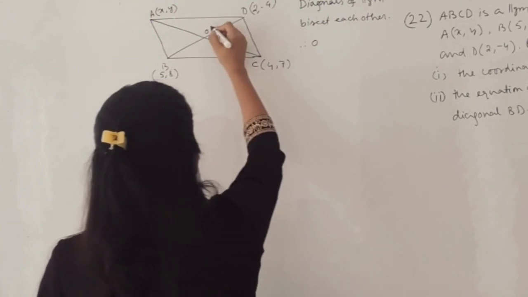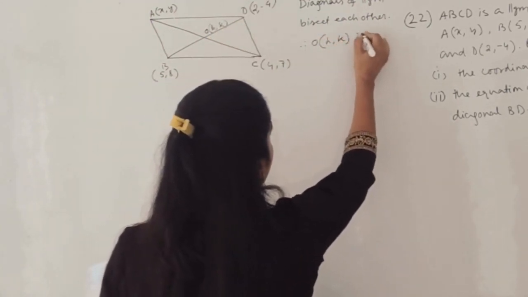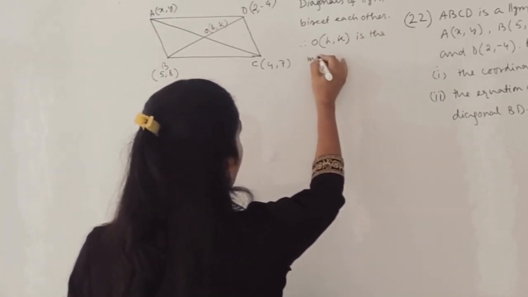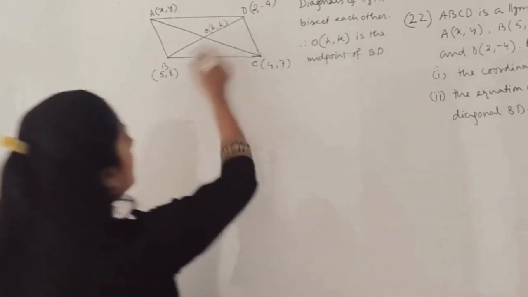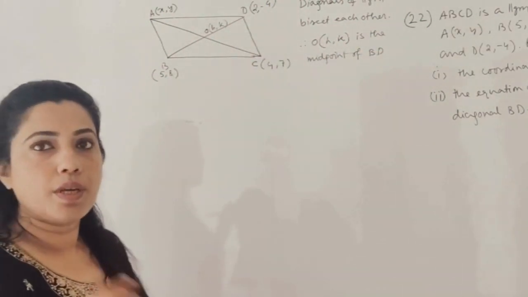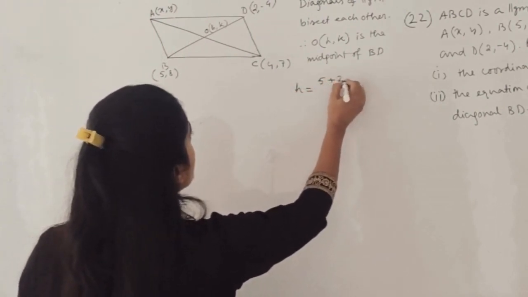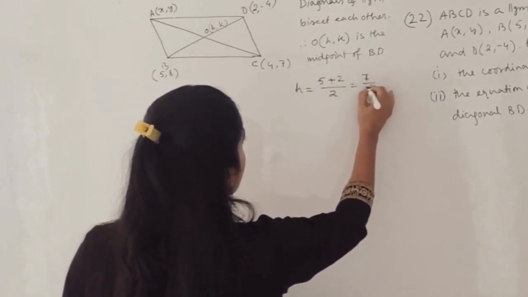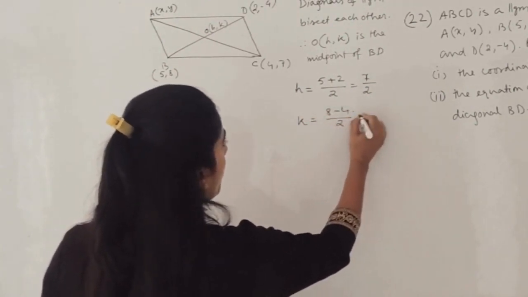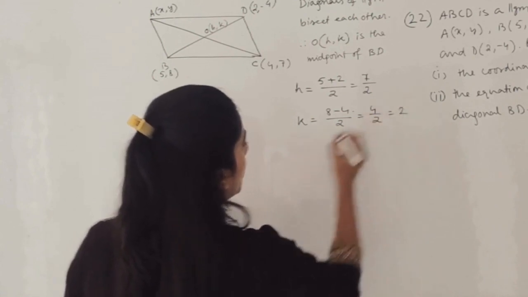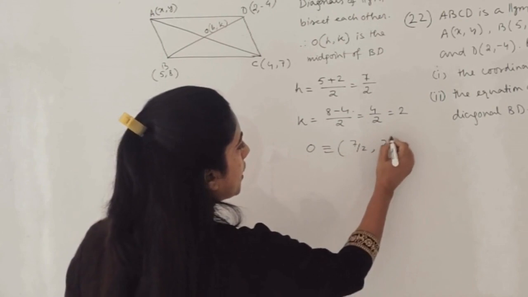Therefore, suppose O is (H, K). O (H, K) is the midpoint of, first I am taking BD. It is the midpoint of BD. So now use the midpoint formula. H is equal to 5 plus 2 upon 2, which is 7 upon 2, and K is equal to 8 minus 4 upon 2, that is 2. Okay, so O we are getting as (7 by 2, 2).